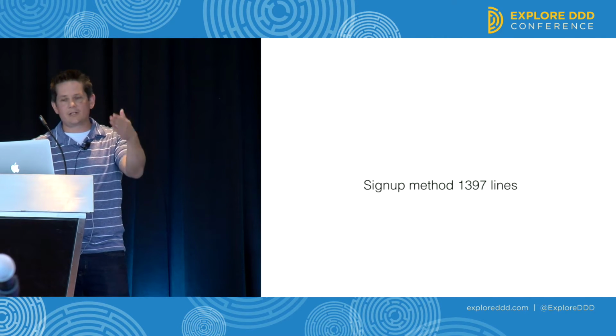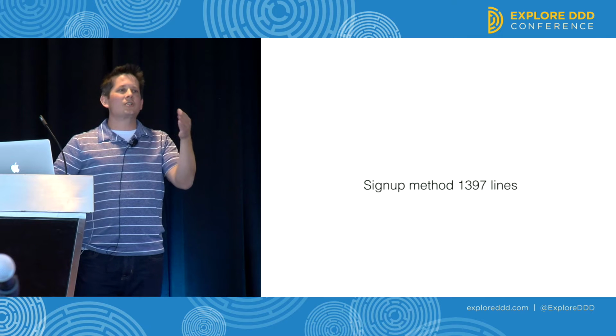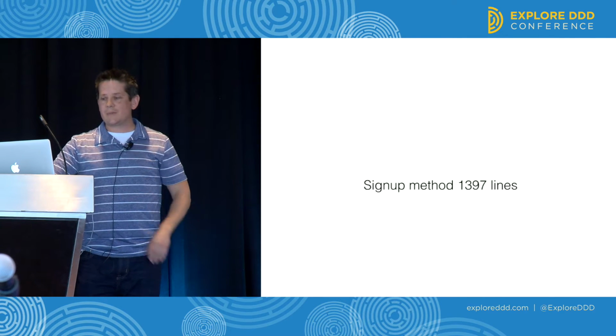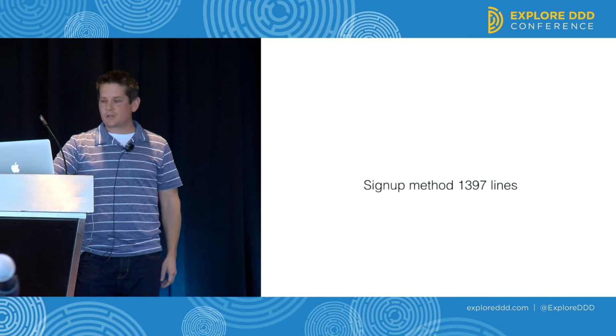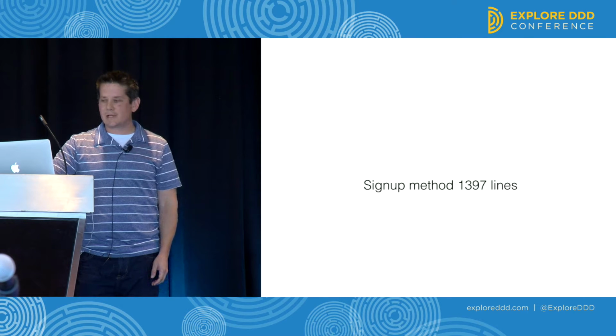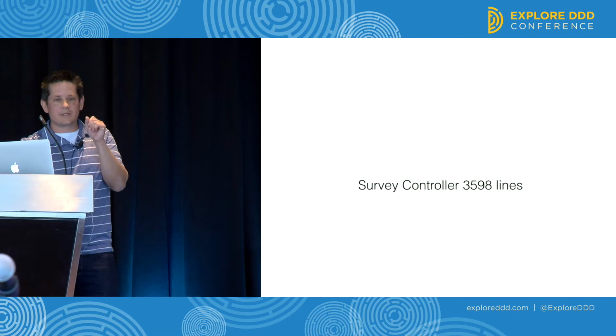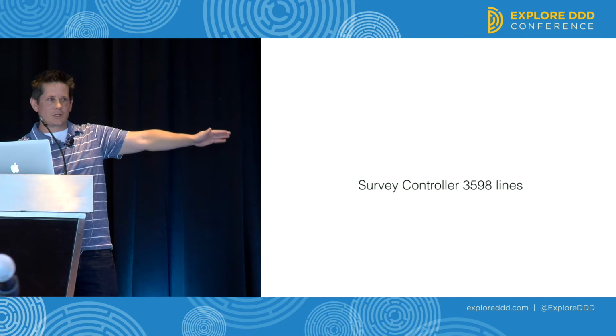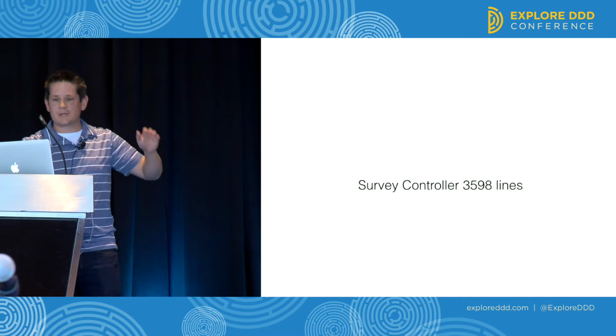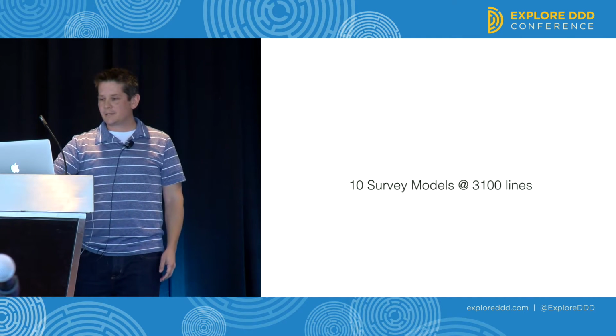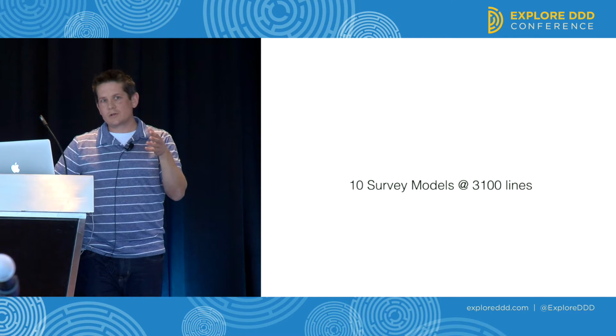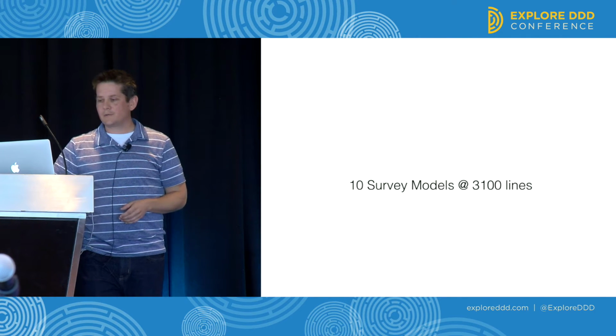And then diving a little bit deeper, the sign-up method to register you on our site, which is buried inside a controller, is 1,397 lines. The survey controller, and this is from 5 years ago, is 3,500 lines, and the controller itself uses about 10 different models.